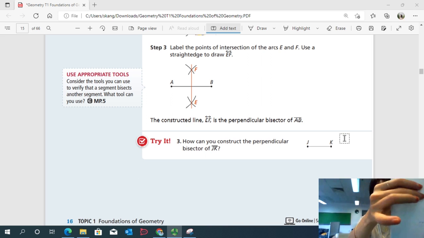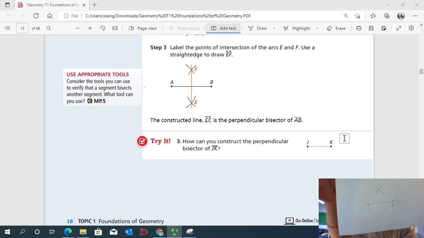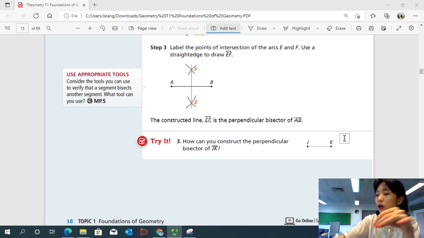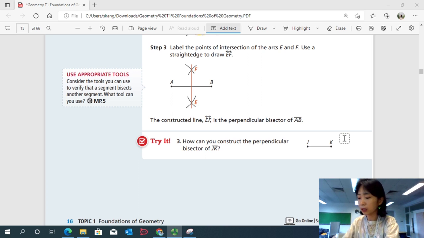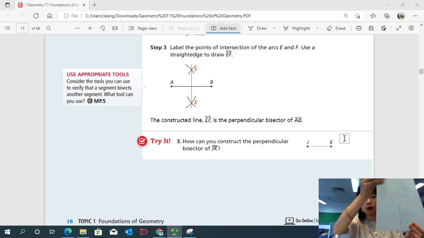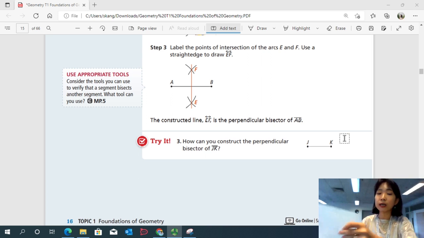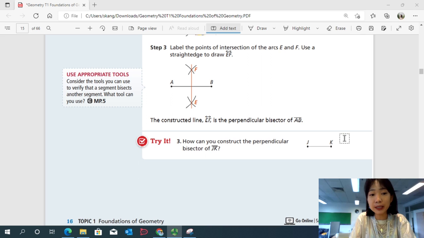So then, this is your next step. I have these two arcs above and below the segment JK. And then you're going to use your straight edge to connect those two intersection points. And it has to be the perpendicular bisector if you drew it correctly. Okay? So by definition, this perpendicular bisector is perpendicular, 90 degrees, to your segment, and it divides your segment in half.